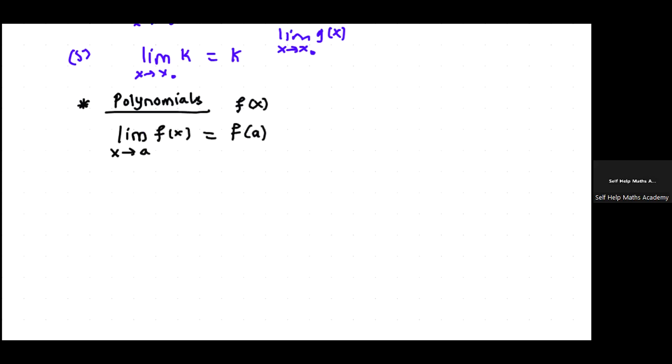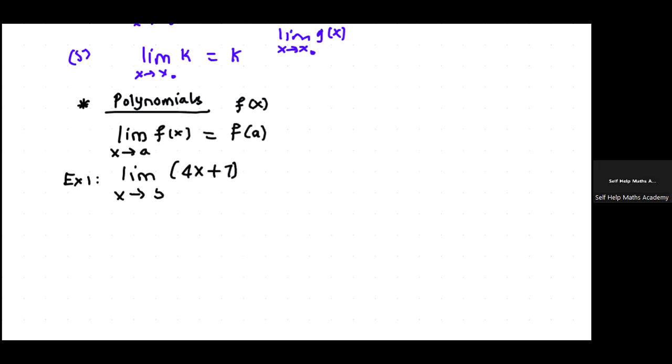So let's see, for example, okay, I want to understand what is the limit of 4x plus 7 as x approaches 5.